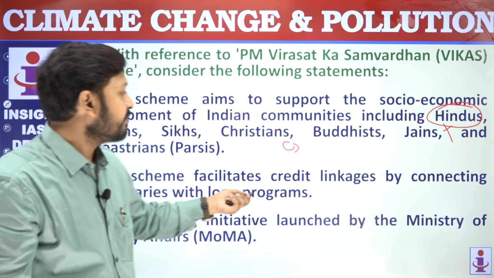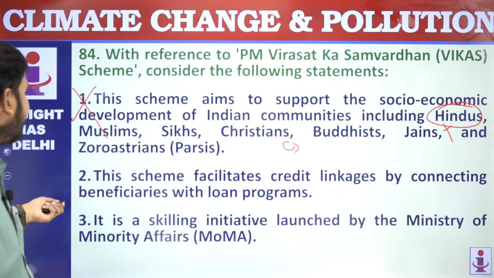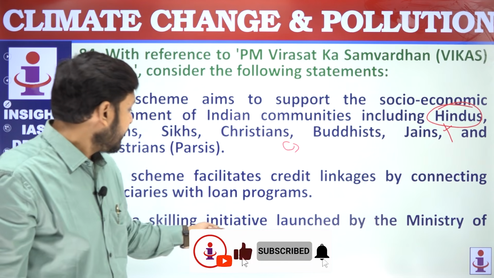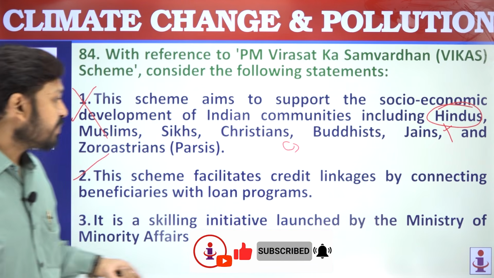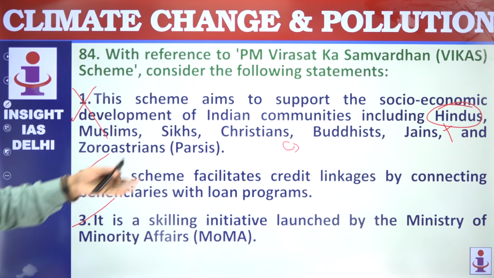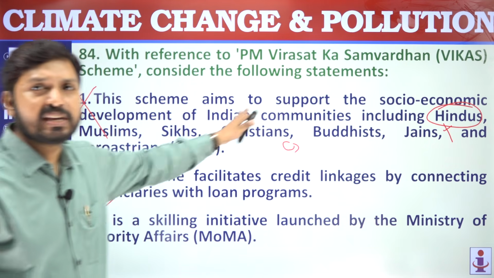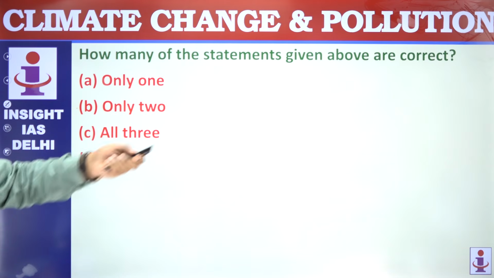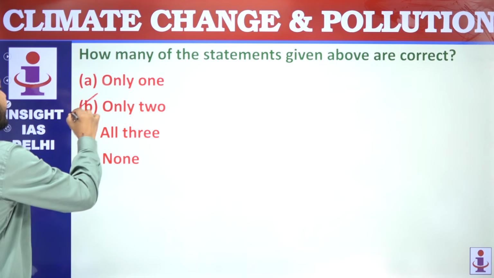This scheme facilitates credit links by connecting beneficiaries with loan programs. Yes, this is the right statement. It is a skilling initiative launched by Ministry of Minority Affairs. Yes, this is also the right statement, because I told you, right, this scheme is for minorities. Okay, so obviously 2 and 3 are correct, and they are asking the correct ones, so only 2 and 3 is the right option here.